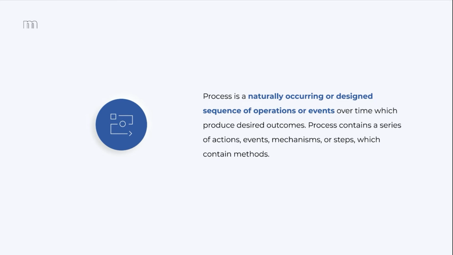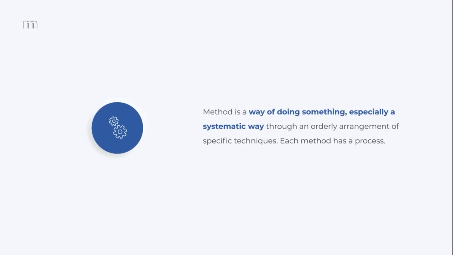A process is a naturally occurring or designed sequence of operations or events over time which produce desired outcomes. A process contains a series of actions, events, mechanisms, or steps that contain methods. A method is a way of doing something in a systematic way through an orderly arrangement of specific techniques. Each method has a process.